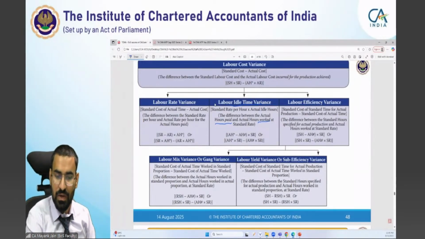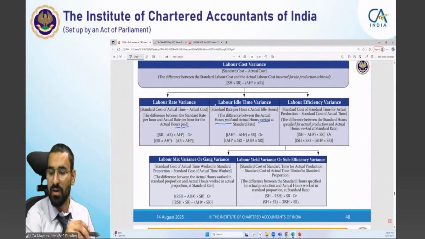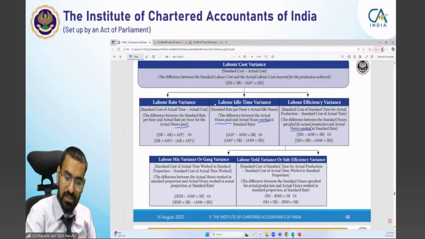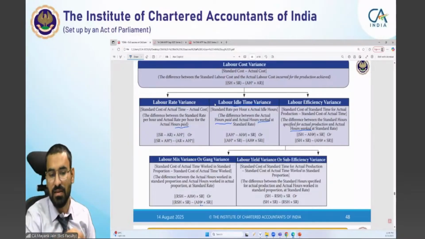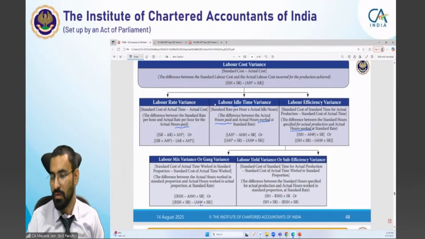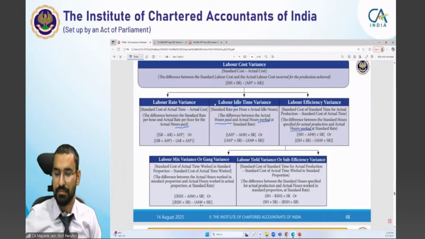And while calculating the labor rate variance, you have to use the labor hours paid. And for efficiency variance, you have to use the actual hours worked. Where there is a hedge, there is the actual hours worked, and when there is a star, it is equal to the actual hours paid. So you will get the difference between the actual hours worked and the actual hours paid, and where you will use the paid and the worked.